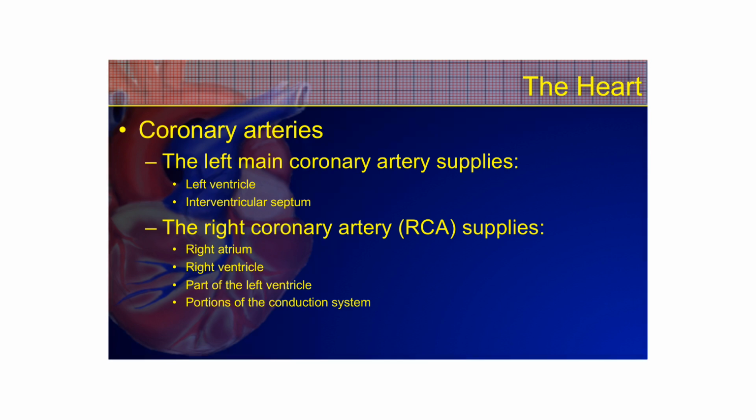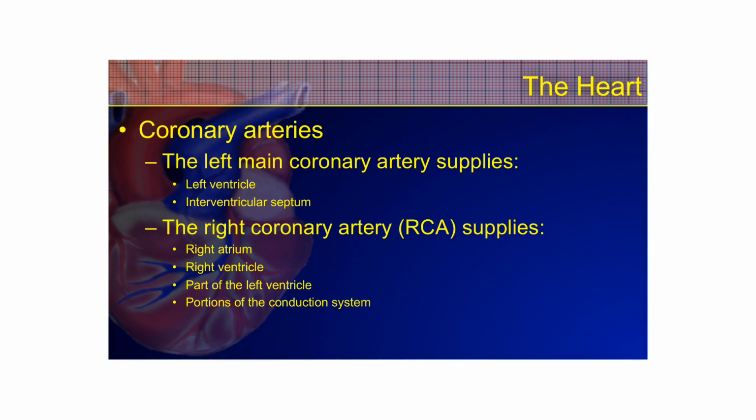So when that happens, it's called the posterior descending artery, the one in the back. And whenever the left circumflex is the one that supplies blood to that artery, it's called a dominant left circumflex. And when the RCA, the right coronary artery, provides blood to the posterior descending artery, it's called a dominant RCA.